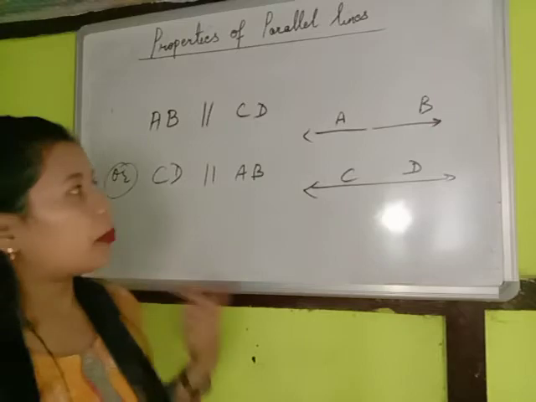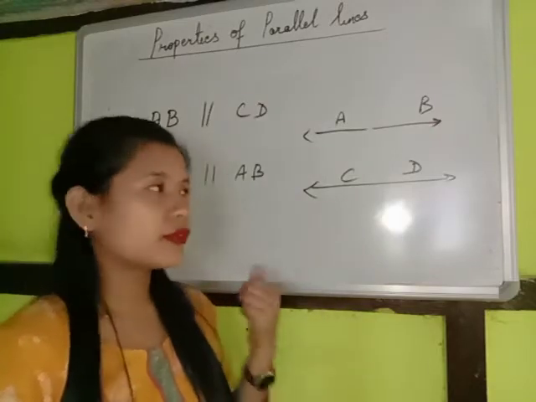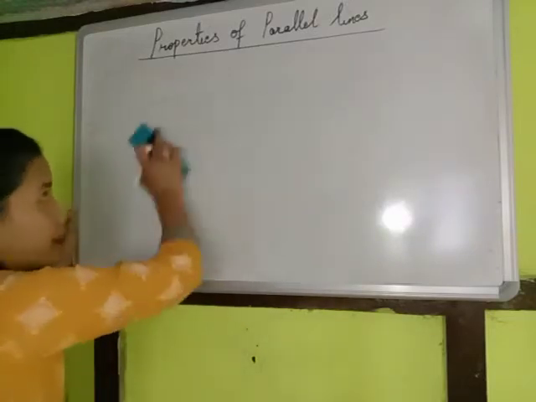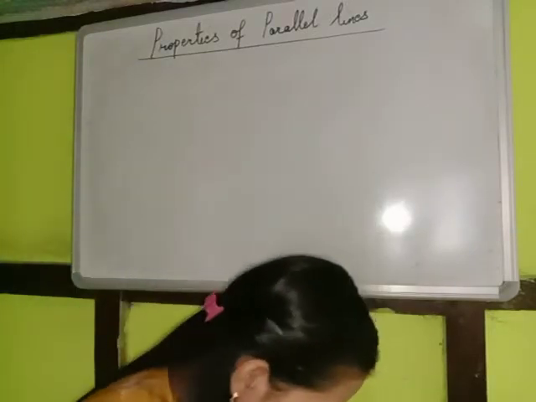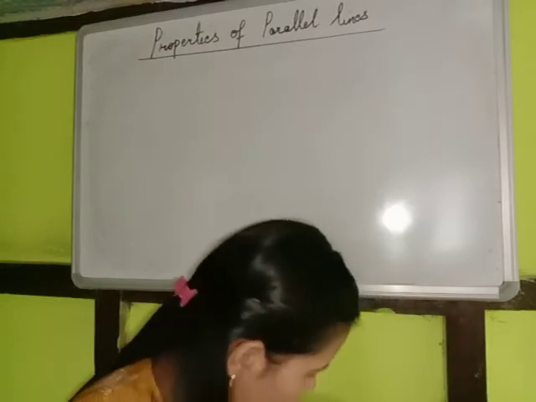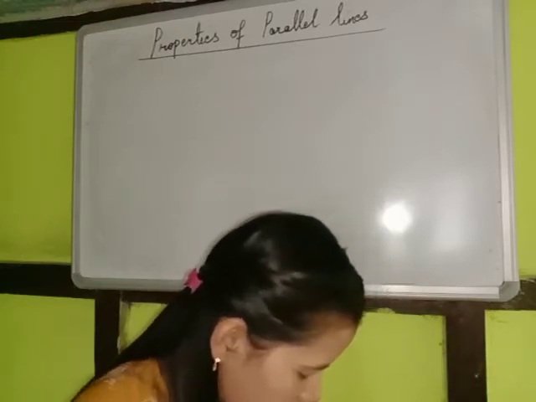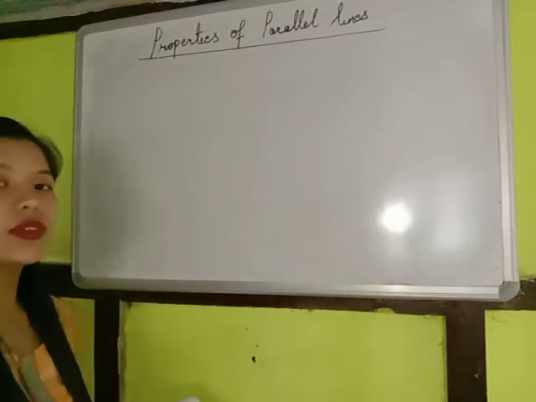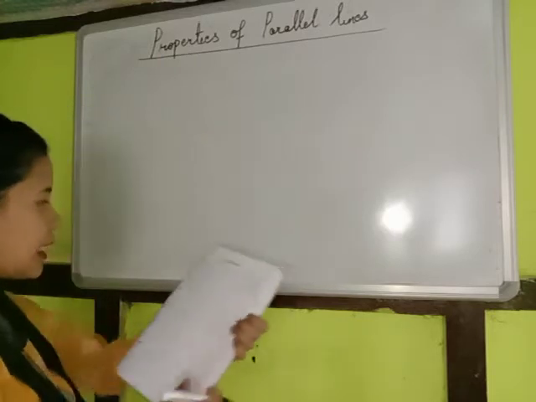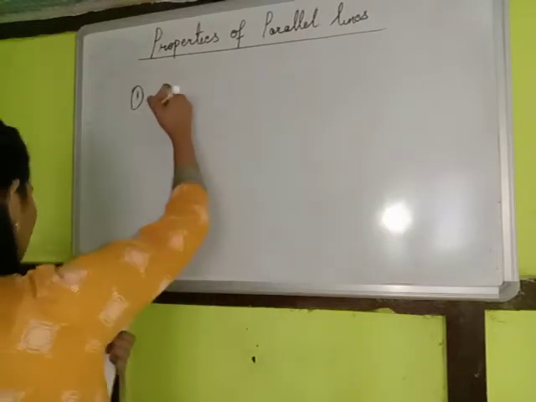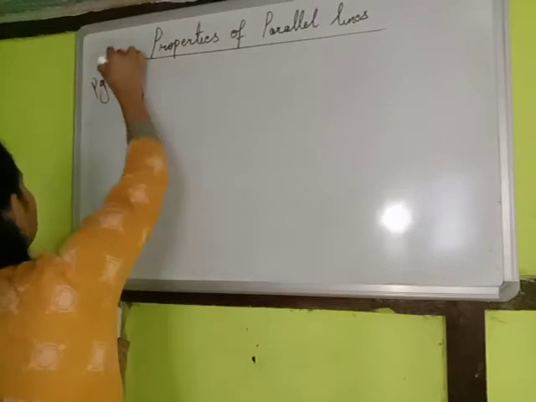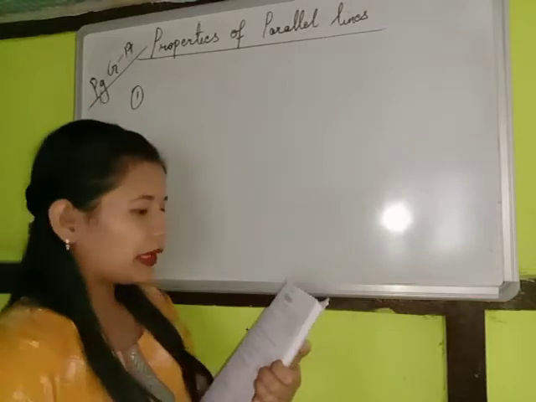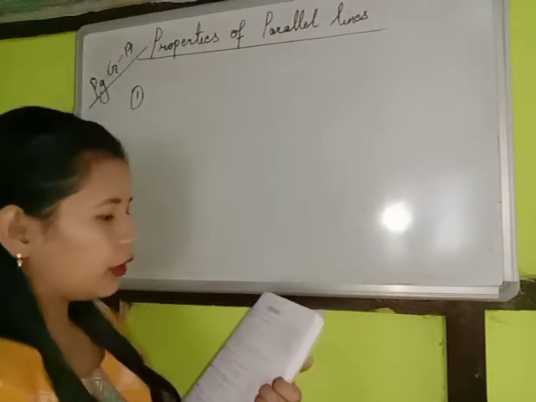Using these properties, we will be solving a few examples from your book itself. I'll discuss with you the solved example on page number 17. I'll be discussing one or two questions; the remaining questions I want you all to go through and understand. Example 1: it says in the figure AB is parallel to CD. Find the value of X and Y.